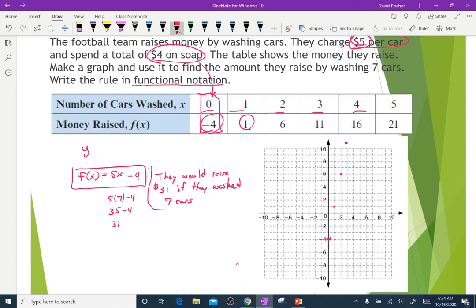If you just said they made $31, the person that's reading your answer wouldn't know how many cars they washed. So if you write it very clearly, like we should, you need to have both numbers, just like we said. They'd raise $31 if they washed 7 cars. Or you could say if they washed 7 cars, they would have made $31. Something along those lines where you're very clear. Also, think about your graph making sense. Would we use a continuous line? No, because either you washed 1 car or you washed 2 cars. So that's why I retracted my line. It would not make sense on my graph.